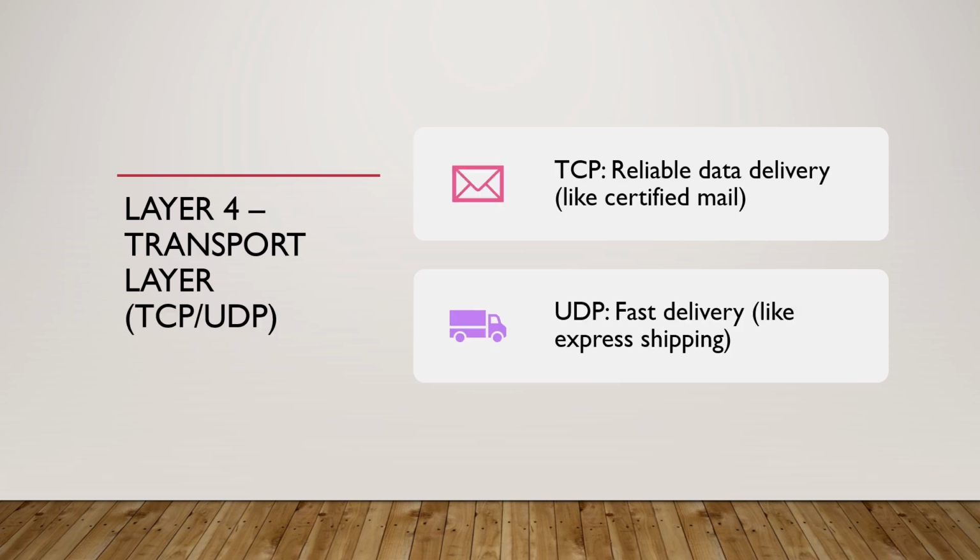Finally, at layer 4, we're figuring out how data gets delivered. We use two methods here, TCP and UDP. Think of TCP as a super reliable postal service that makes sure every piece of mail gets delivered, while UDP is like an express courier. It's fast, but doesn't always check if everything arrives.